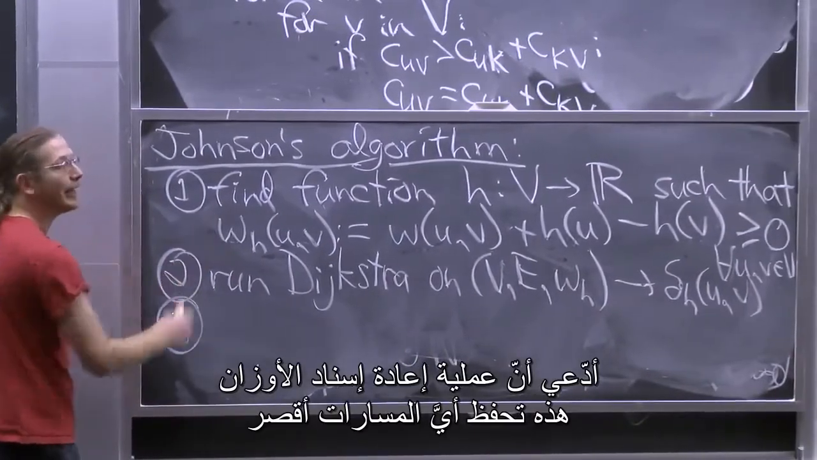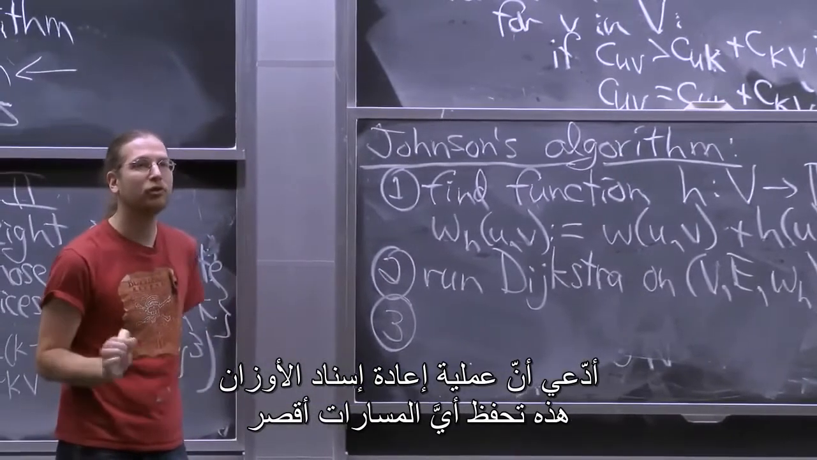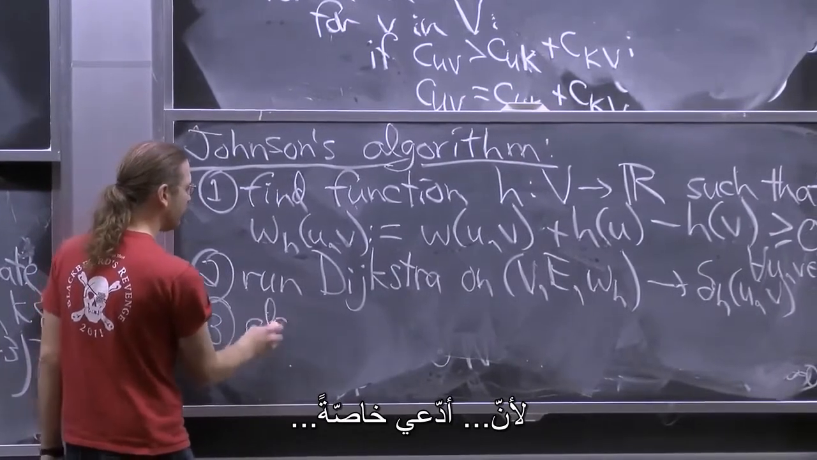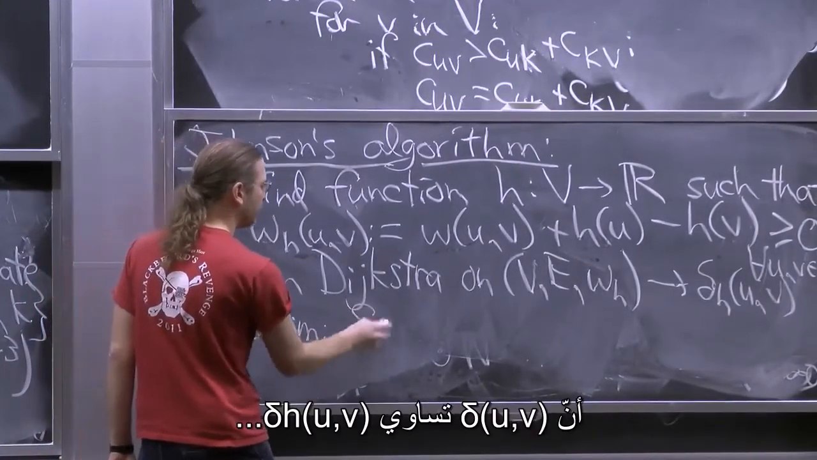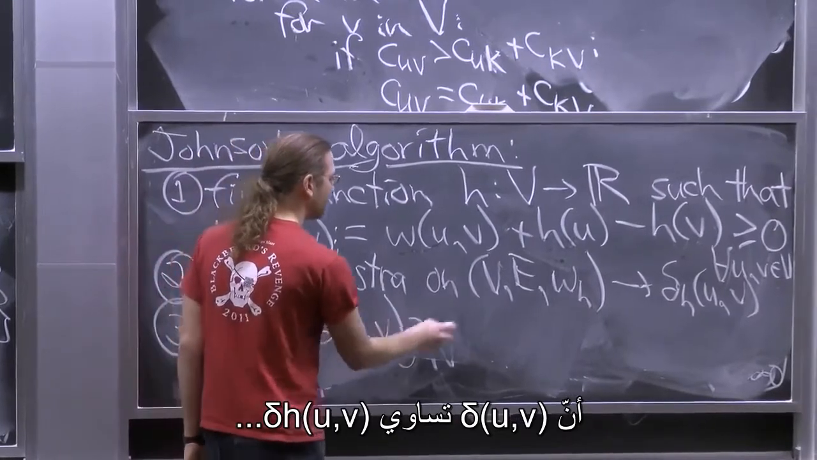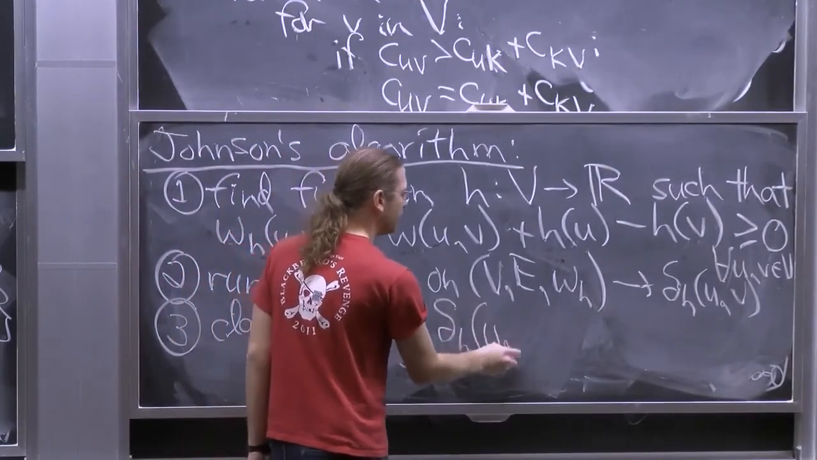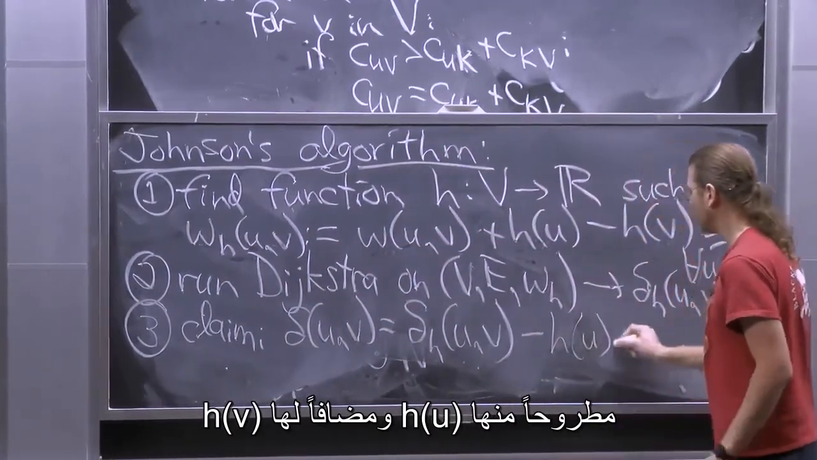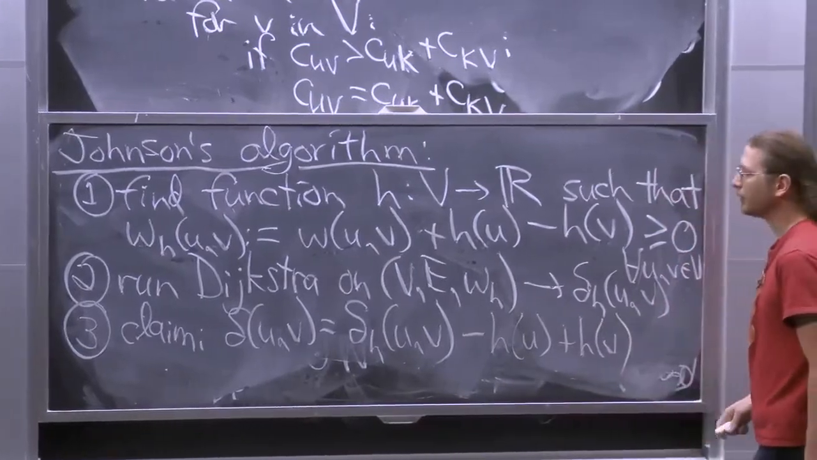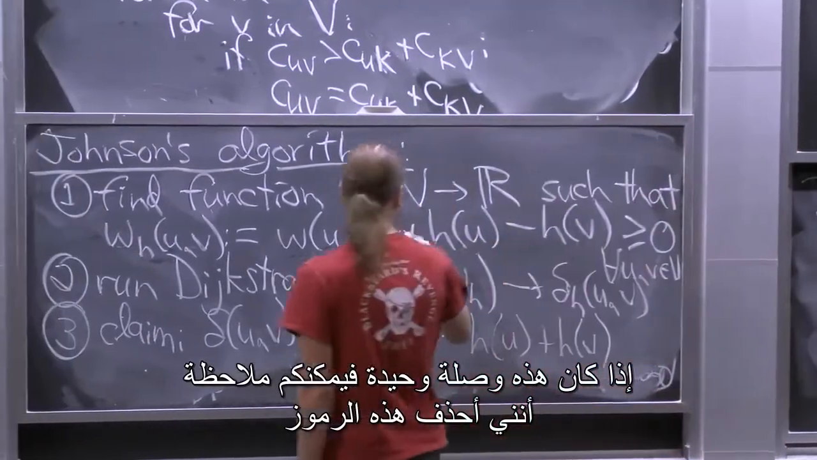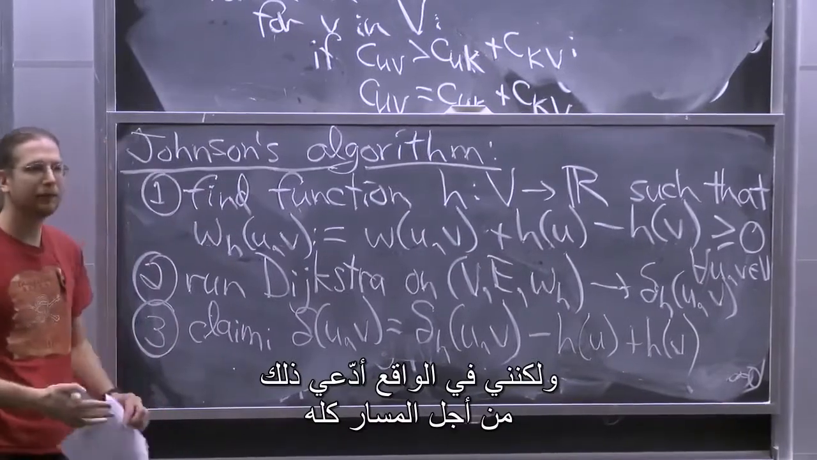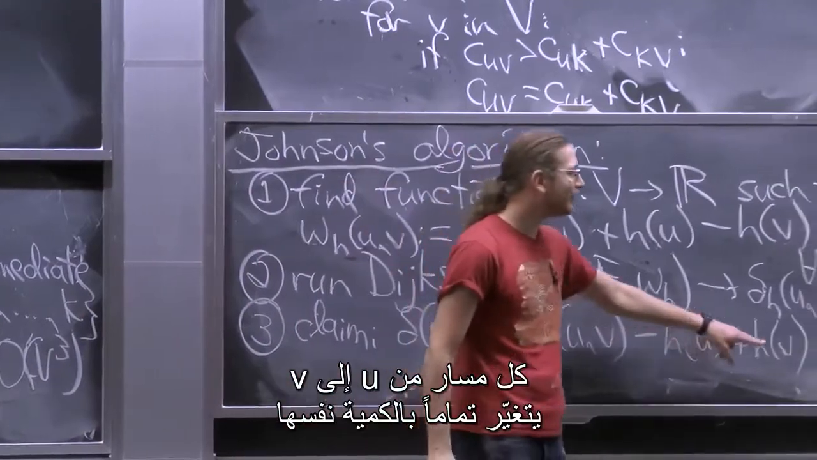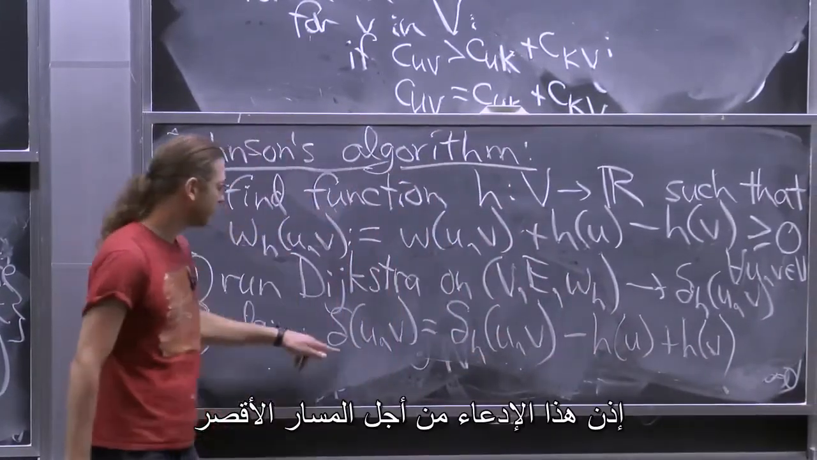I claim that this reweighting preserves which paths are shortest. Because, well, in particular, I claim that delta of (u, v) is delta sub h of (u, v), should be the other way, minus h of u plus h of v. If this was a single edge, you can see I'm just canceling off these terms. But in fact, I claim for a whole path, every path from u to v gets changed by exactly the same amount. So this is a claim about the shortest path.